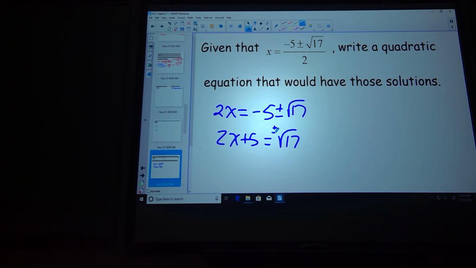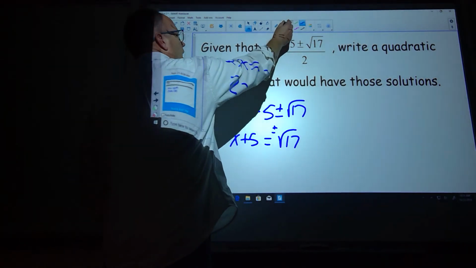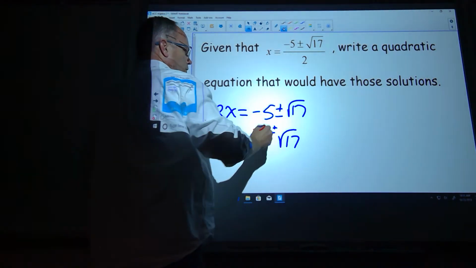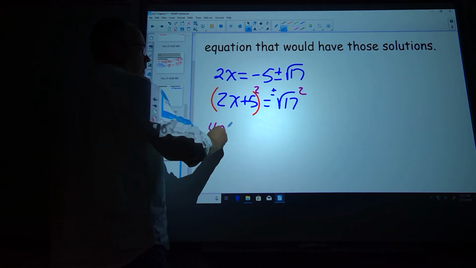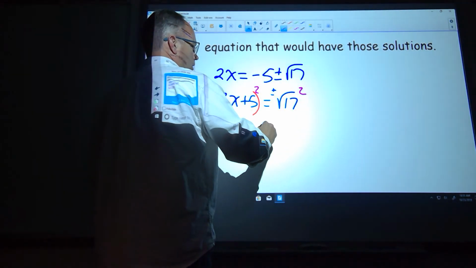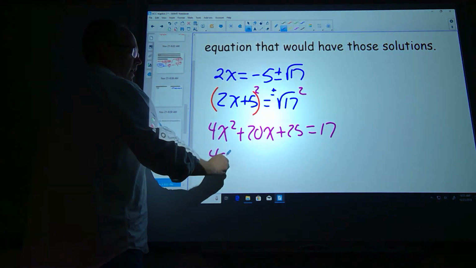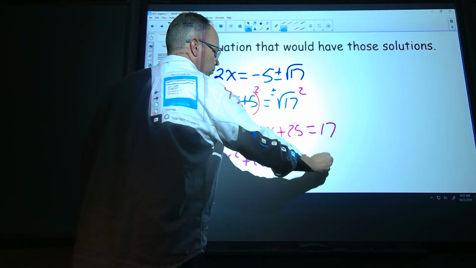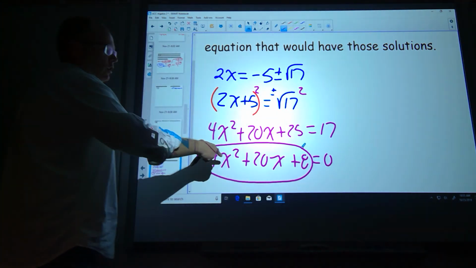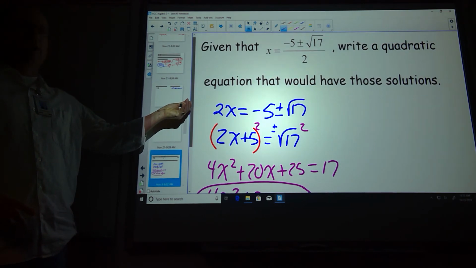So rather than saying 2x plus 5 minus root 17, how do I get rid of the root? What do I have to do to both sides? Square it. So I'm going to put that in parentheses. Square, square. So I'm going to get 4x squared plus 20x plus 25 is equal to 17. Subtract the 17. So this quadratic here, if you were to plug that back into the quadratic formula, those are your answers.